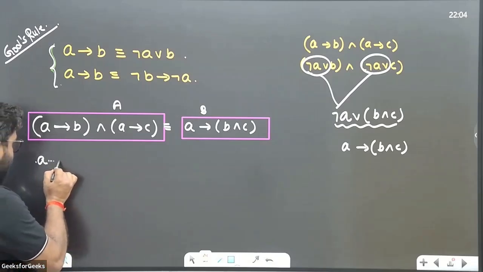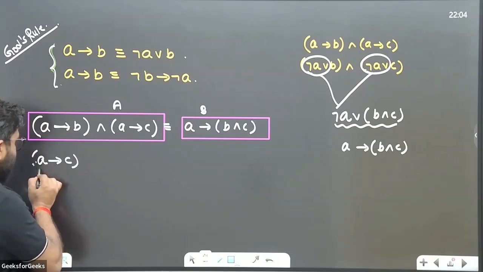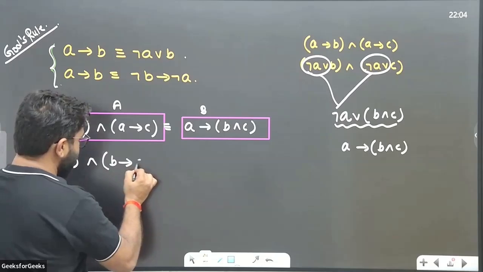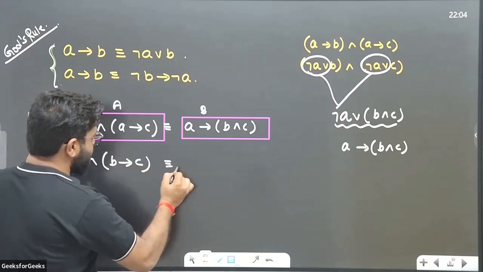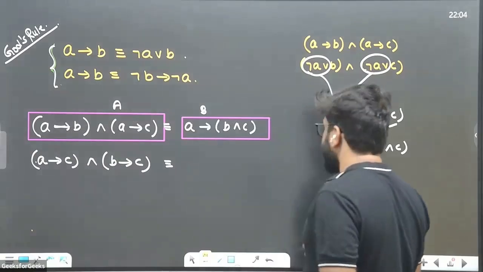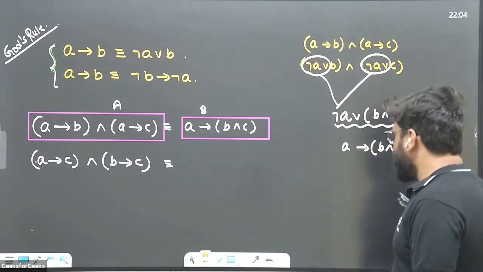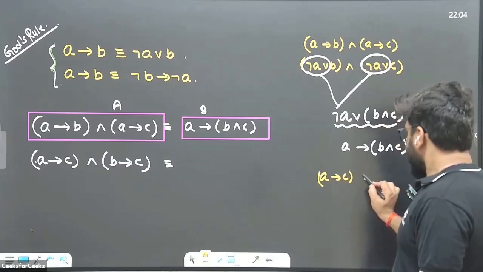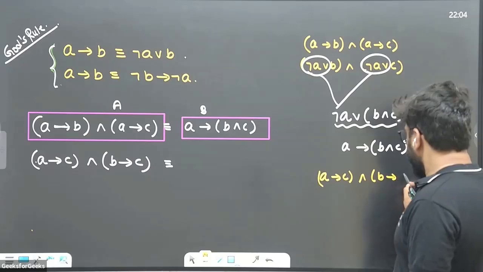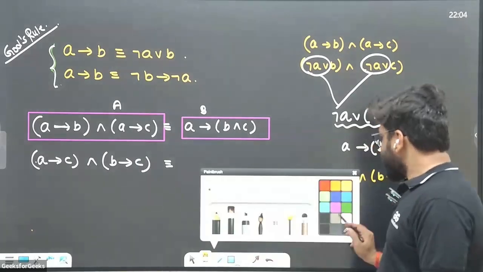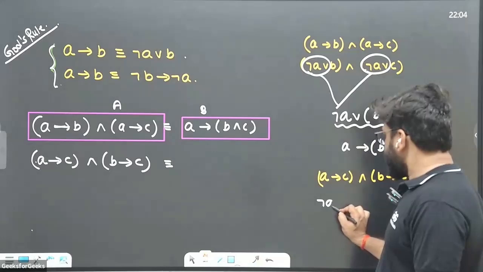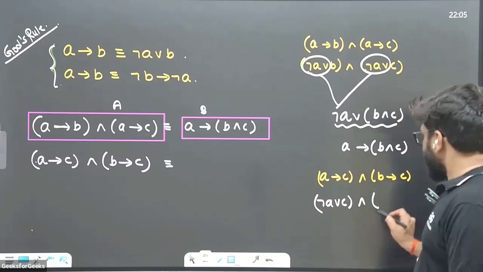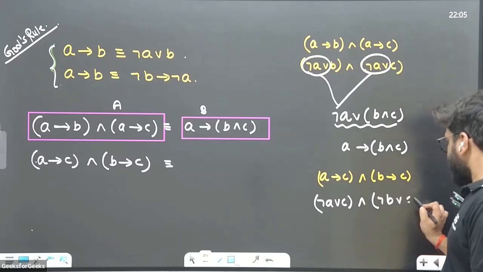So here if I'm writing A implies C, and here I will write B implies C, and then it is logically equivalent to. For example, suppose I write A implies C and B implies C. A implies C, what can I write? I can write this as negation of A or C, and then B implies C can be written as negation of B or C.